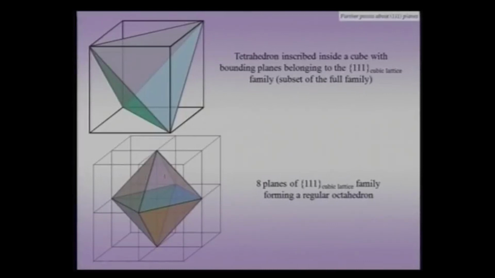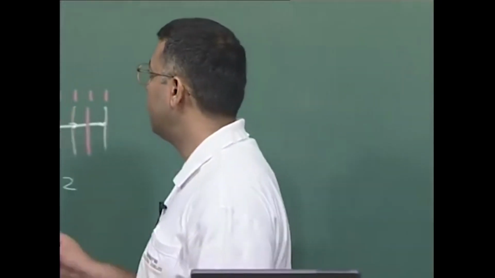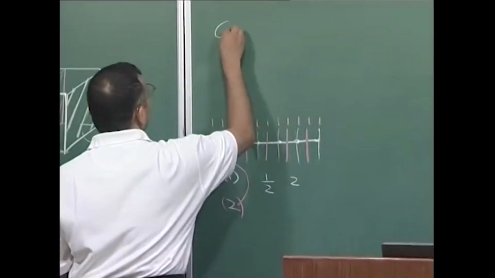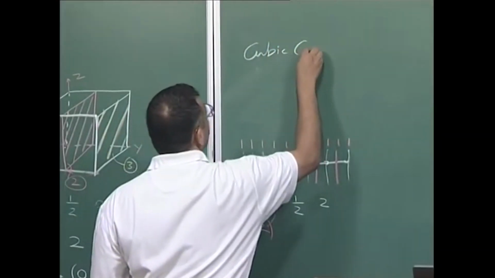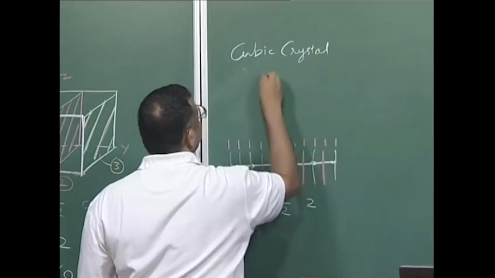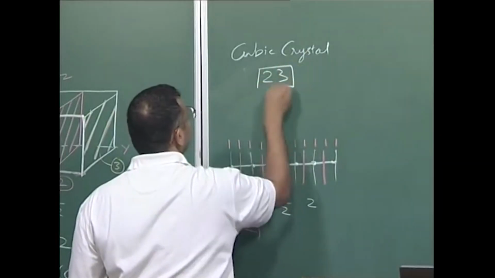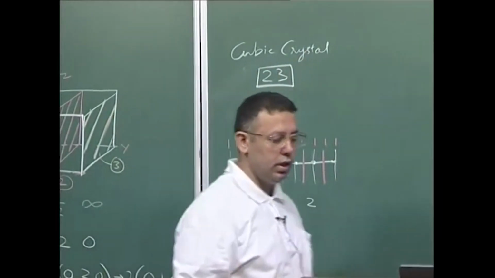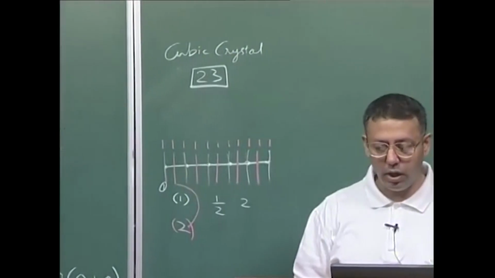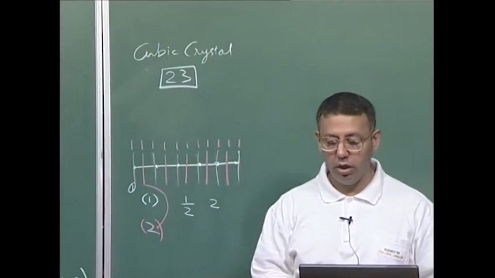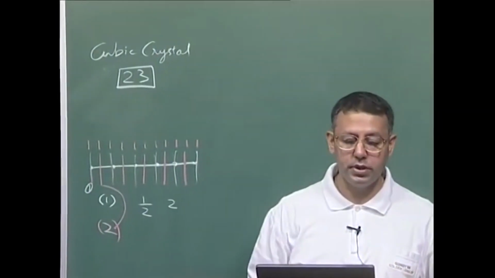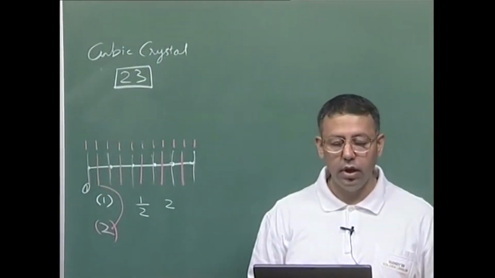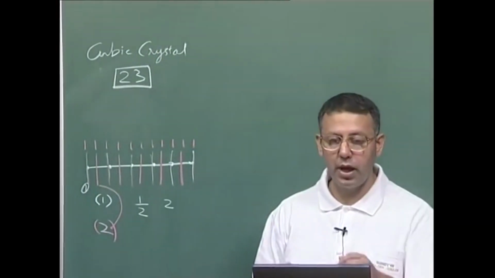Now, as I mentioned, the family of planes is a symmetrically related set. It could so happen that the cubic crystal I am talking about actually has only 2-3 symmetry. Now suppose I am talking about a cubic crystal with 2-3 point group symmetry. That means it has a lower symmetry, and this is nothing but the tetrahedral symmetry. Then in such a crystal, there will be only 4 members in this family which will form a tetrahedron, and you can see the 4 members of that family inscribed within a tetrahedron.